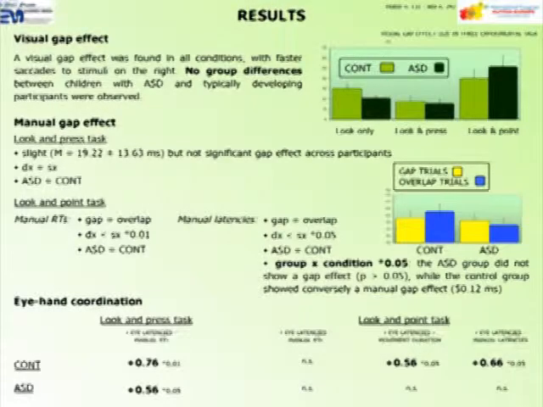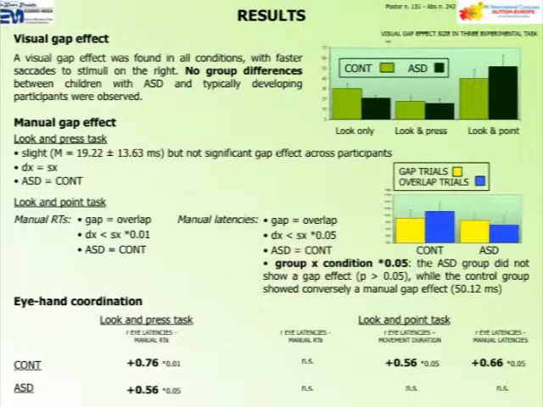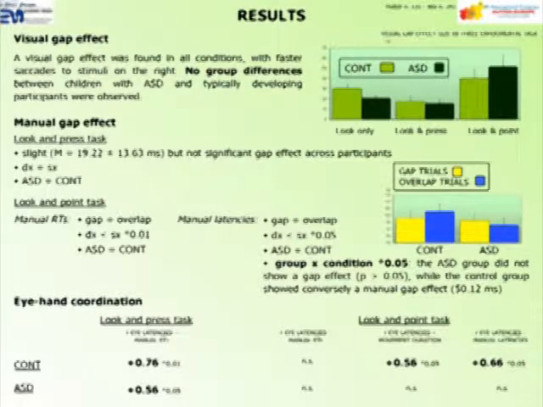Eye-hand coordination was examined by computing Pearson linear correlation between eye latencies and manual reaction times or latencies. In the look and press task, there was a positive correlation between eye latencies and manual reaction times for both groups. In the look and point task, there was a significant positive correlation for healthy controls between eye latencies and both movement duration and manual latencies. In contrast, there was no such relationship for children with ASD.